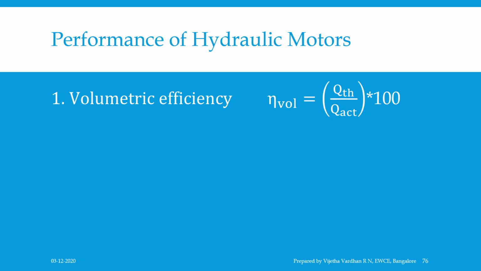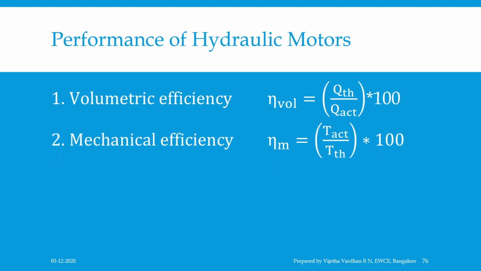Coming to the next type of efficiency, that is called mechanical efficiency. The mechanical efficiency of a motor is the ratio of actual torque developed by the motor to the theoretical torque, mathematically, T actual by T theoretical into 100 in terms of percentage.